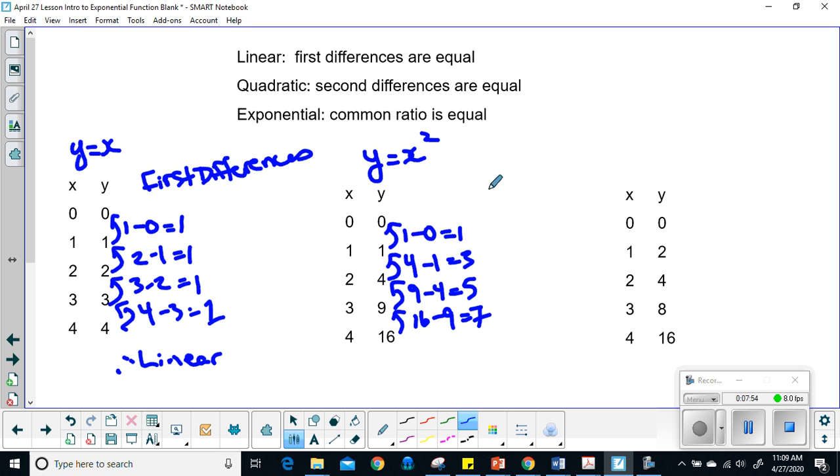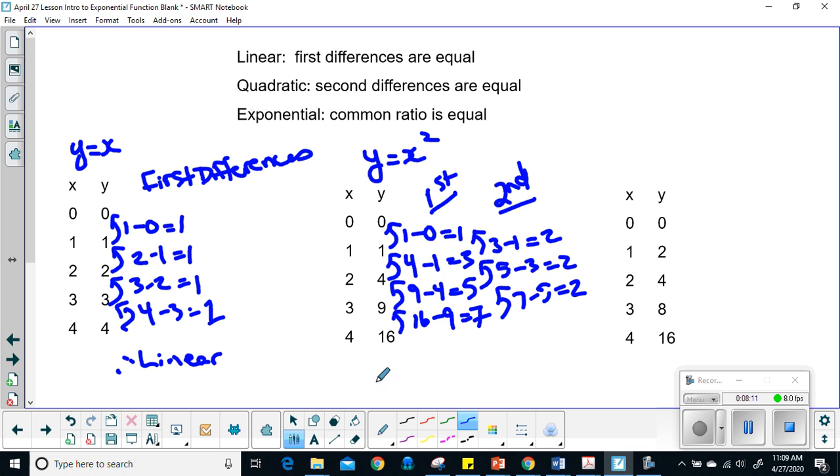Then we have to do our second differences. Those were our first differences, and they are not equal. So then we do our second differences. 3 minus 1 is 2. 5 minus 3 is 2. Oh, now we're getting somewhere. 7 minus 5 is 2. So therefore, quadratic, because my second differences are equal.